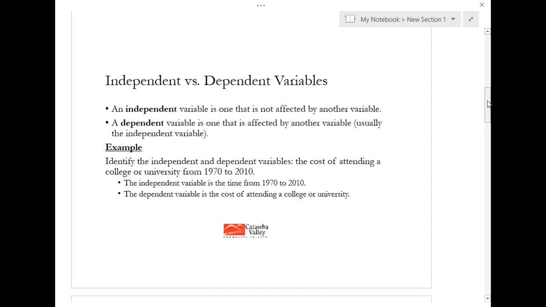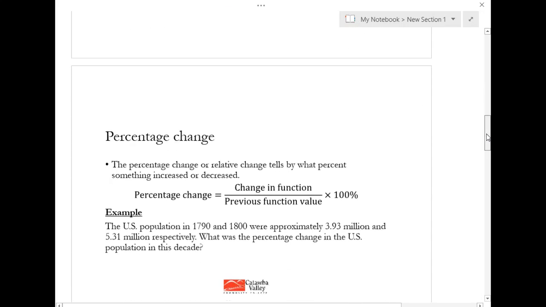So for example, we want the cost of attending a college or university from 1970 to 2010. Well, in this case, the independent variable is the time from 1970 to 2010. The dependent variable is the cost of attending the college or university, and that should kind of make sense, that the cost of attending depends on what year you attended college. So that's identifying independent versus dependent.